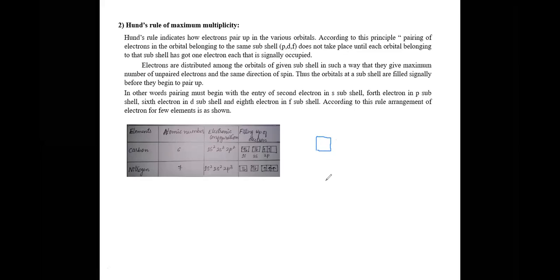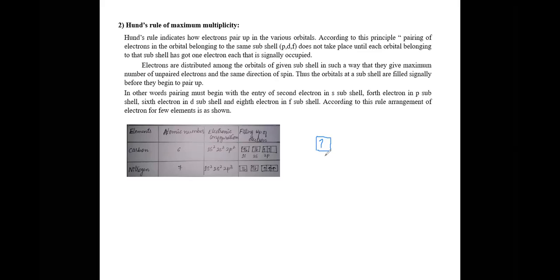Here what they are telling is that pairing must take place when the second electron enters the s subshell. We have to fill up the orbital with one electron first. Then, once the orbital is singly occupied, only then do we start pairing of the electrons.